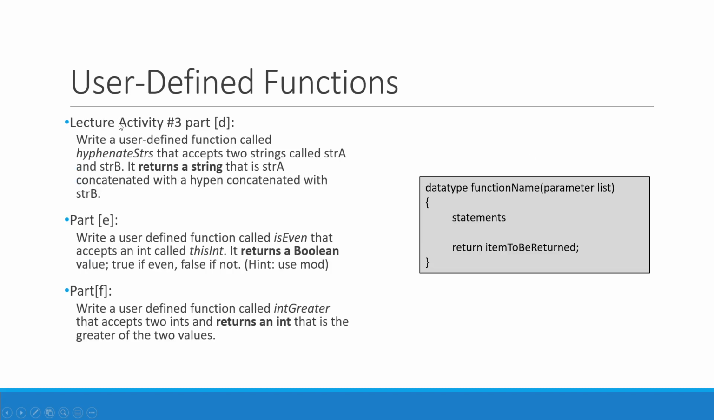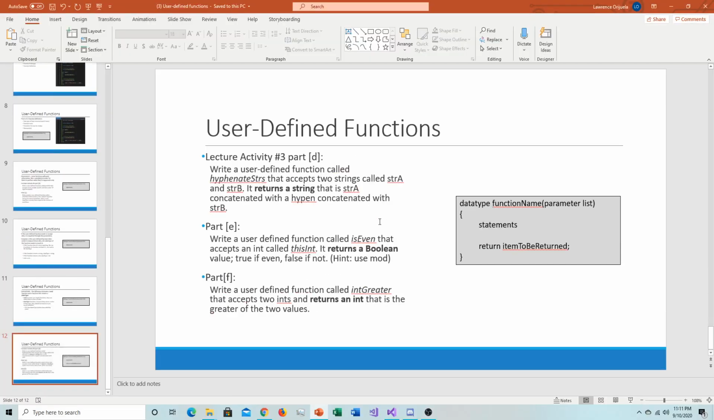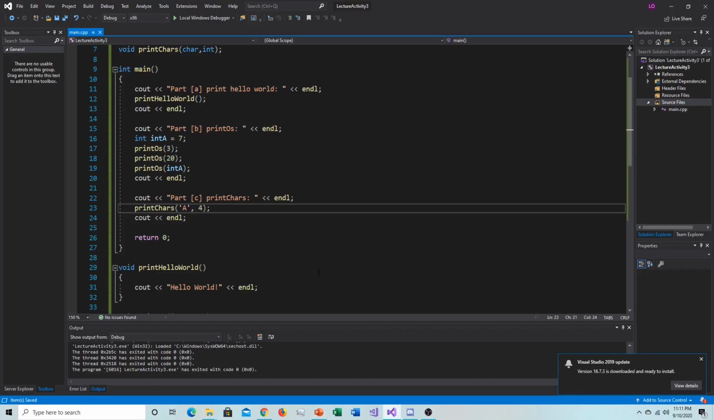So, lecture activity part 3. Write a user-defined function called hyphenate strings that accepts two strings called string A and string B. It returns a string, I put that in bold, that is string A concatenated with a hyphen concatenated with string B. Okay, that sounds very easy. Let's actually do that.